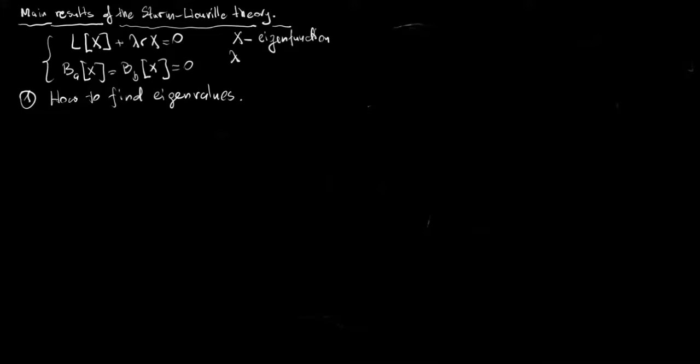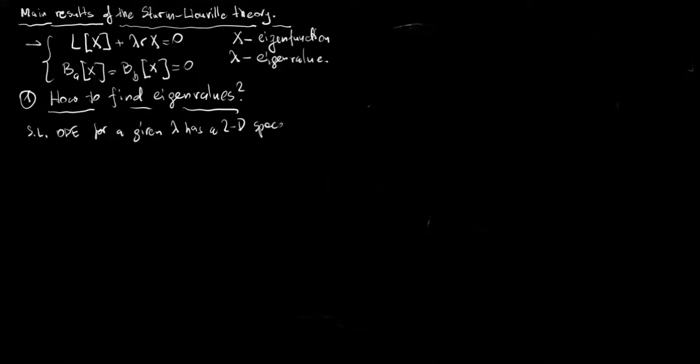And the constant lambda is called an eigenvalue. Okay, so now our question is how to find eigenvalues of a given Sturm Liouville problem. The Sturm Liouville equation is a second order linear equation, so its solution space is a two-dimensional vector space. The Sturm Liouville ODE for a given lambda has a two-dimensional space of solutions.